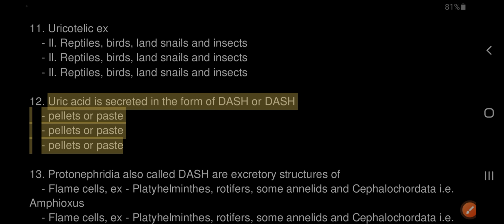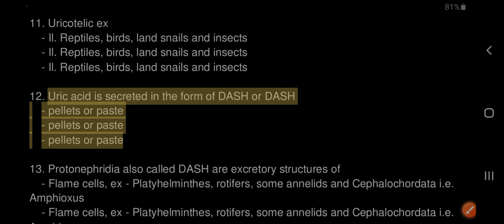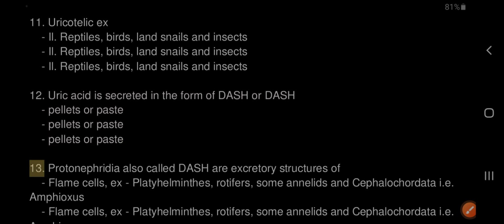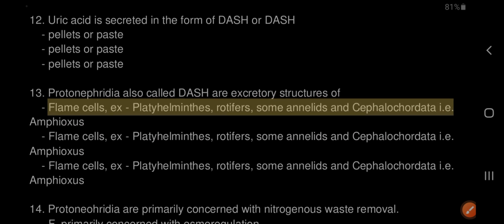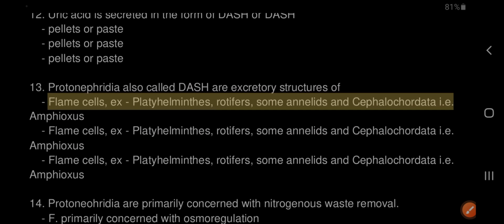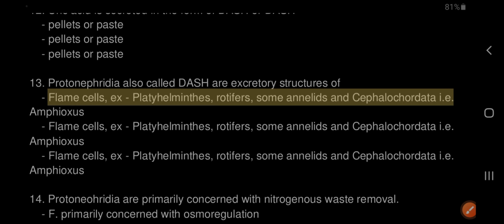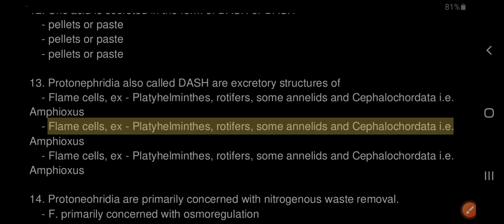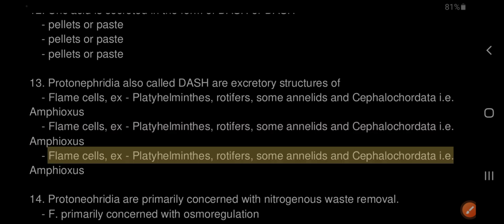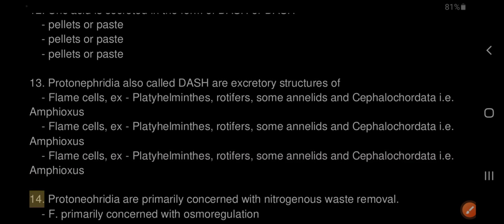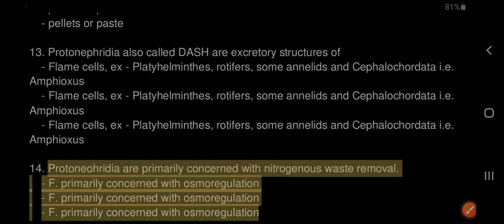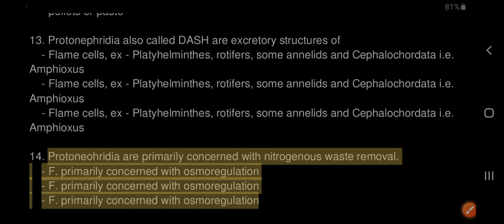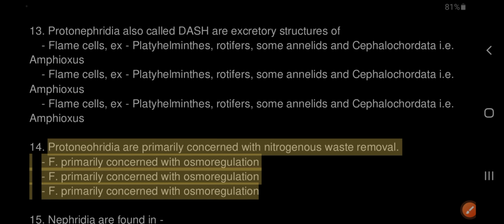13. Protonephridia, also called flame cells, are excretory structures of platyhelminthes, rotifers, some annelids and cephalochordata, i.e. Amphioxus. 14. Protonephridia are primarily concerned with nitrogenous waste removal. False. They are primarily concerned with osmoregulation.